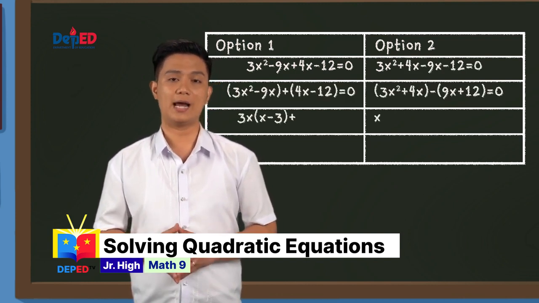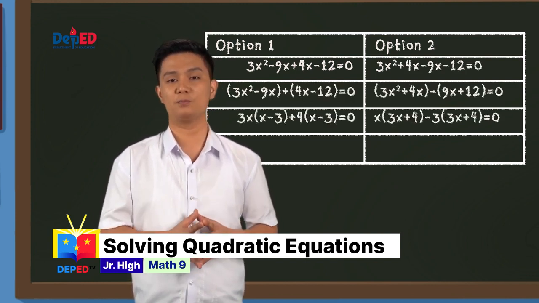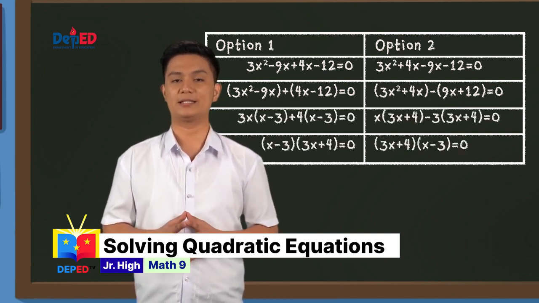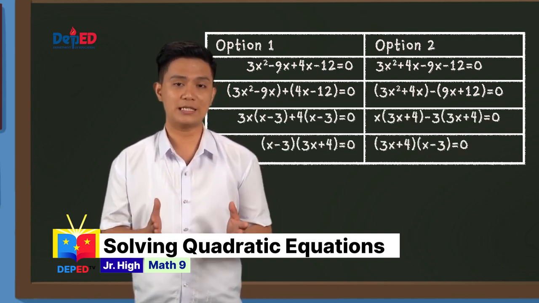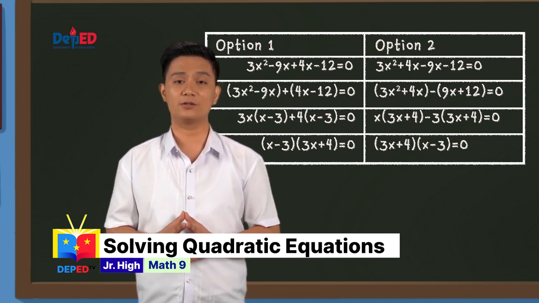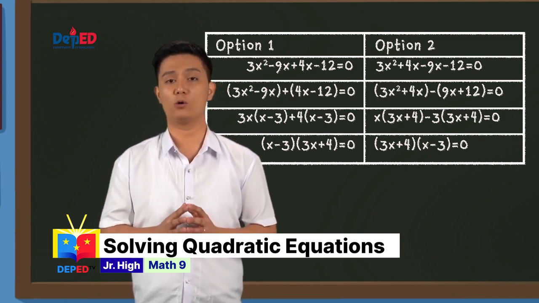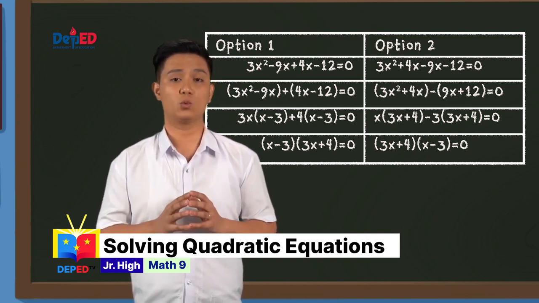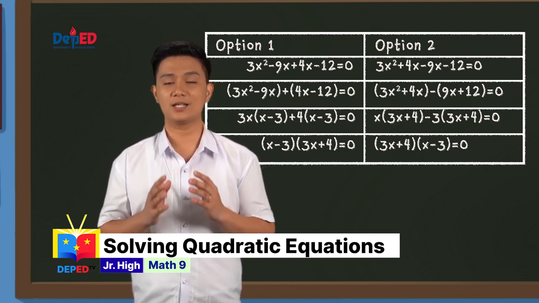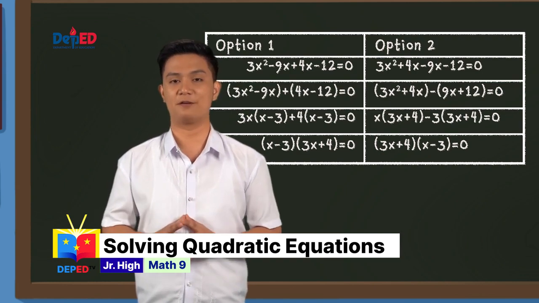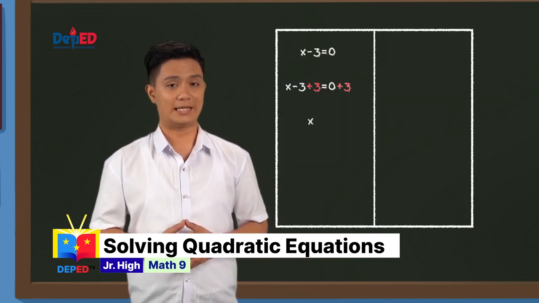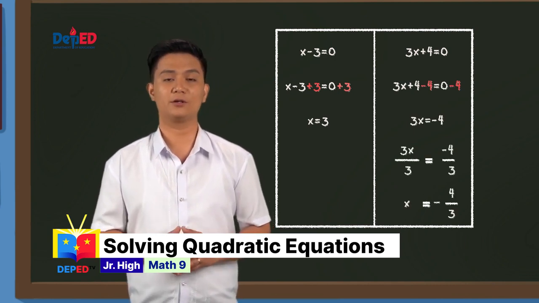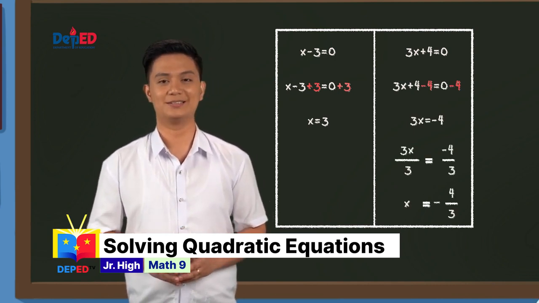We can let the first two terms be a group while the last two terms form another group. Then, we apply the GCMF in each group. Then we can apply common binomial factoring technique. You would see that both options lead to the same factored form, although the factors are just of different orders, which is not an issue since multiplication is commutative. We can now apply the ZPP and solve for x to determine the roots of the equation.